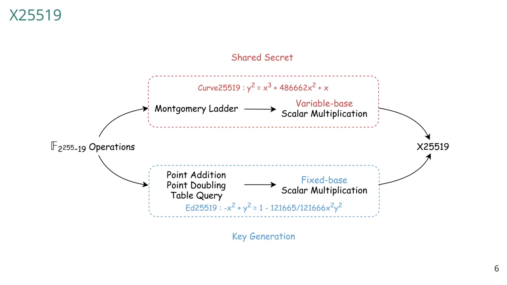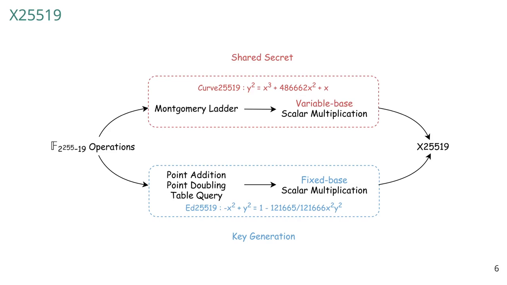X25519 is a widely used elliptic curve Diffie-Hellman key exchange protocol. The underlying curve is the Montgomery curve named Curve25519. This curve is over the field with the prime 2 to the power of 255 minus 19. Basically, there are two phases defined in the protocol. One is key generation.